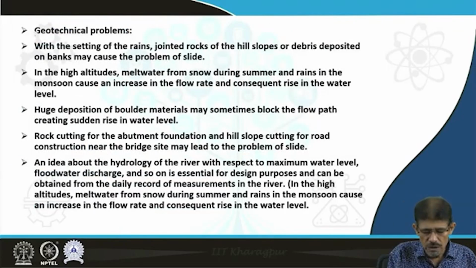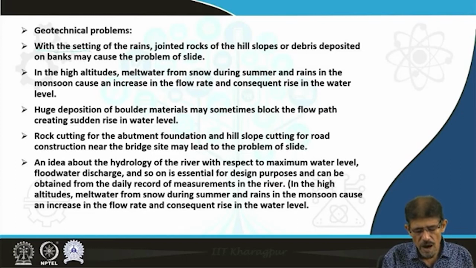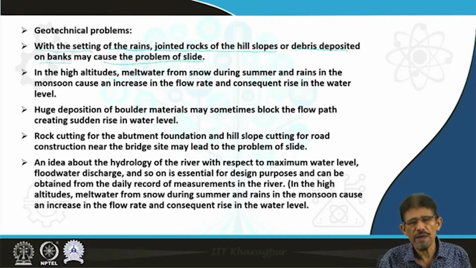However, such a situation in the upper reach encounters certain critical geotechnical problems. The ground is affected by the rains and traversed by jointed rocks of the hill slopes, or debris deposits on the banks may cause problems of slide and instability, which may choke the flowing water in the river valley located in the upper reach.